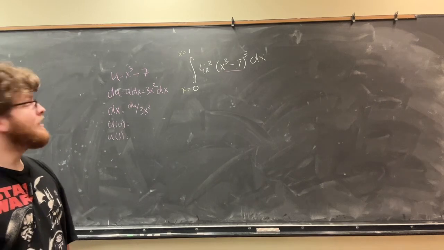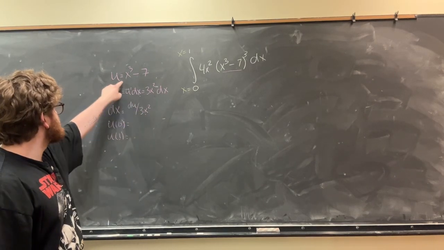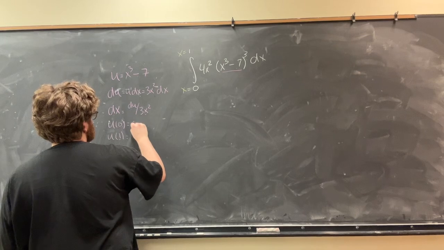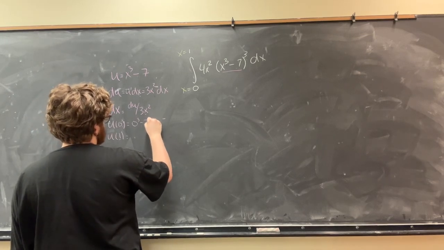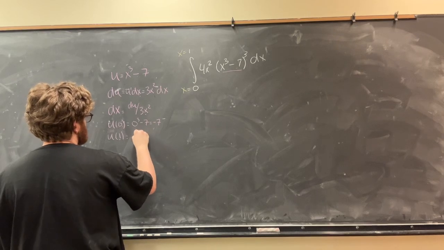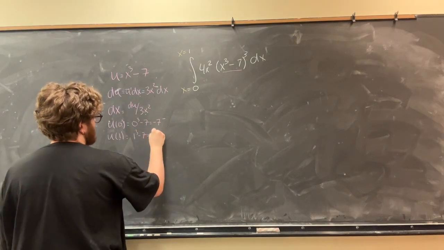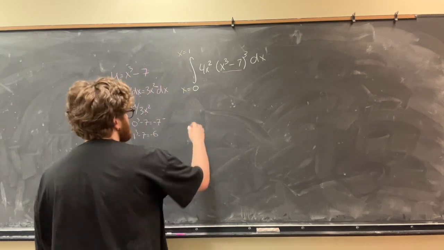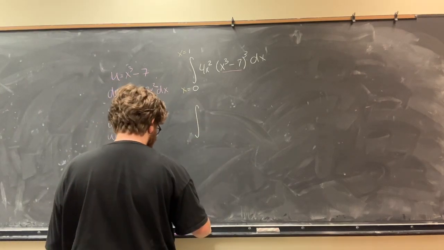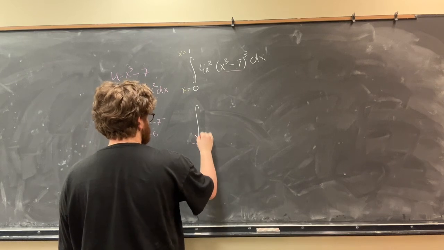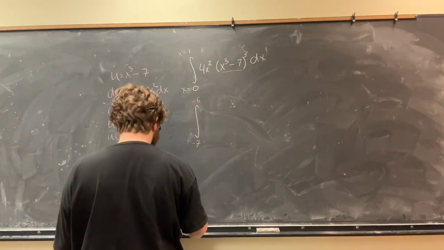And now we need to evaluate u right here for our bounds. So u of 0 is going to be 0 cubed minus 7, which is negative 7. And u of 1 is going to be 1 cubed minus 7, which is negative 6. Cool. So that gives us the integral now from negative 7 to negative 6.